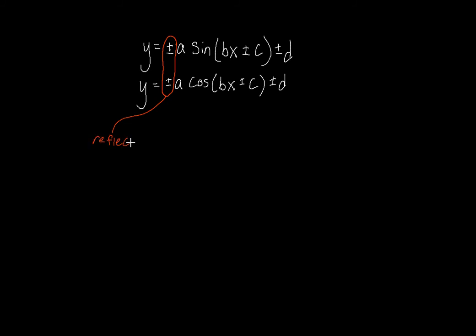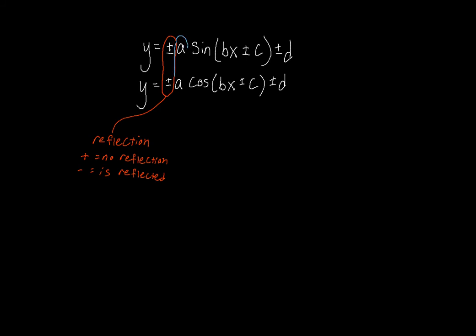So this right here is your reflection. If you have a positive, then there is no reflection. And if there is a negative, then it is reflected. So this right here is just your reflection. If you remember your parabolas, it did the same thing. This plus or minus out front ended up reflecting that parabola.